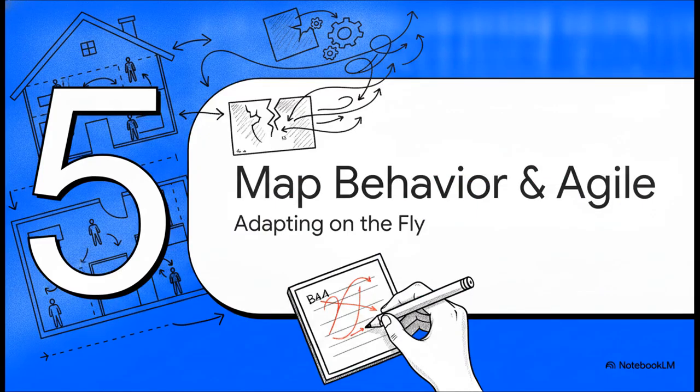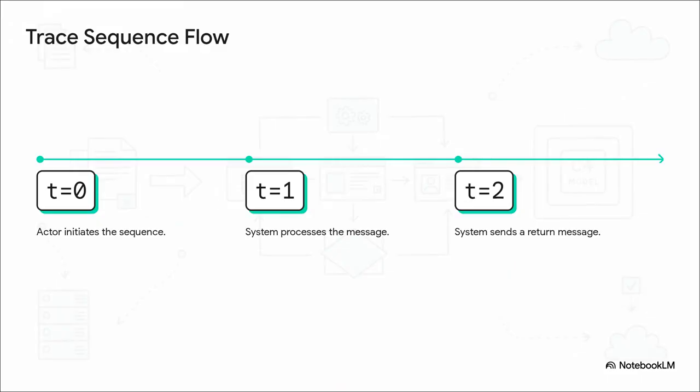All right, our final step, step 5, map behavior and stay agile. We've got our structural blueprints, right? But we also need to document how people actually live in this house and how the system behaves over time. We do this with sequence diagrams. Actually, think of it like tracking a pizza delivery. Time flows downward, and the interactions go from left to right, from the customer placing the order, to the kitchen making it, to the driver dropping it off. It maps exactly how an actor interacts with the system, step by step.